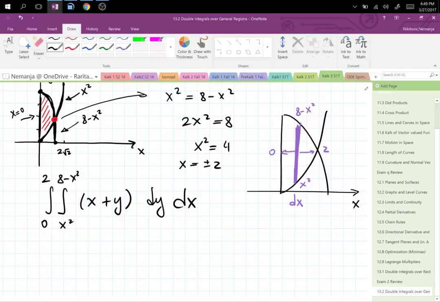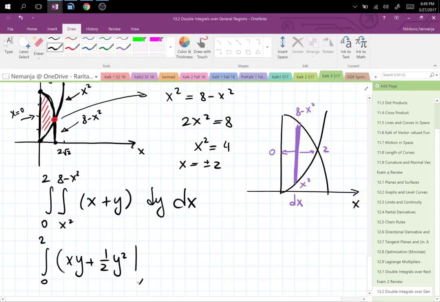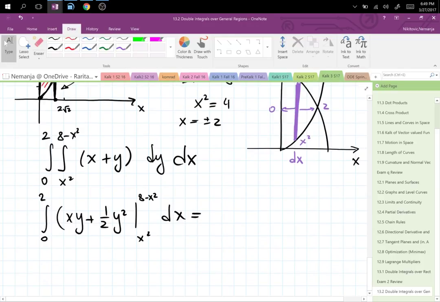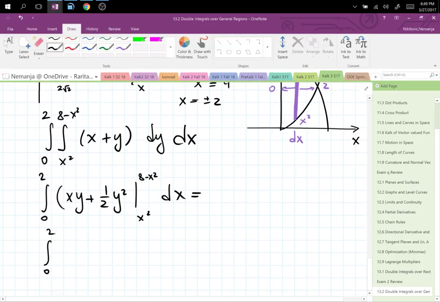So now we are going to integrate with respect to y, from 0 to 2, of xy plus 1/2 y squared, from x squared to 8 minus x squared, dx. A lot of nasty algebra here, so pay attention. I know this is the most annoying part, actually working out the algebra of these problems, making sure you don't mess up on any minuses and things like that, which is hard to do.